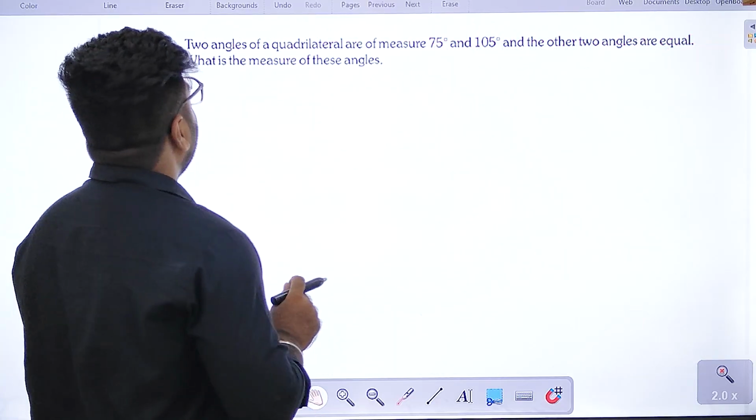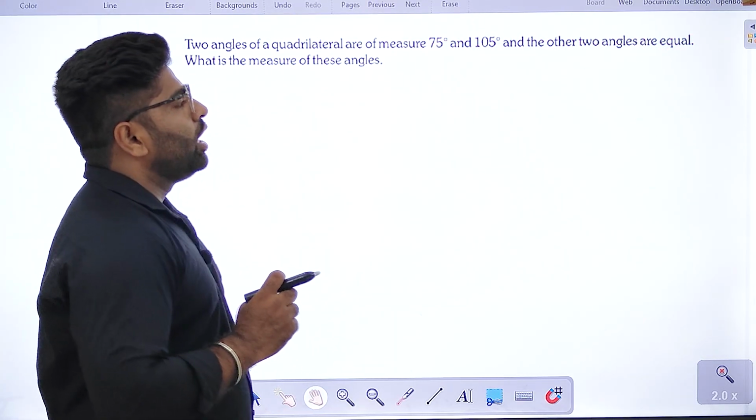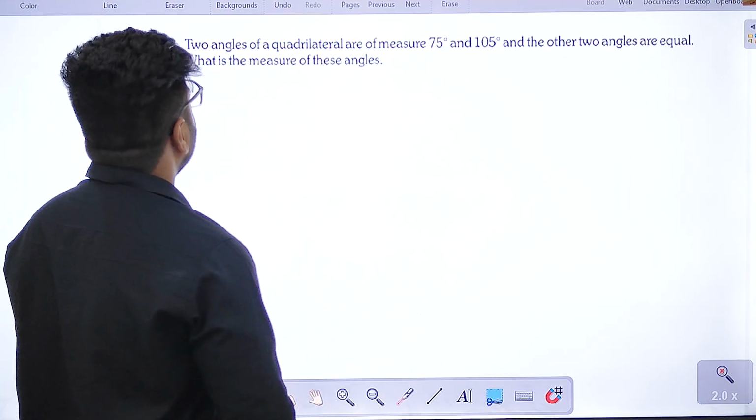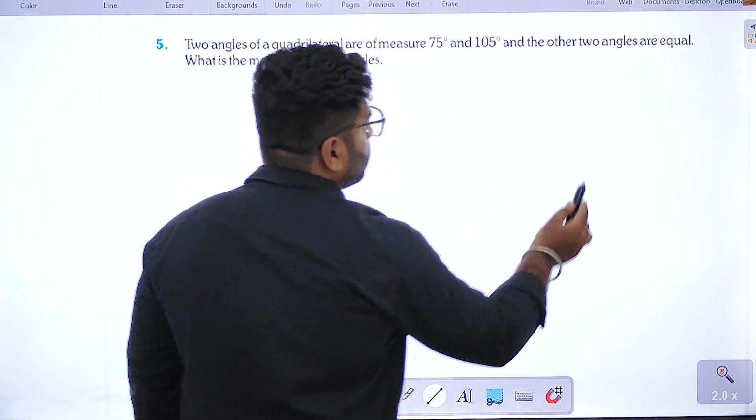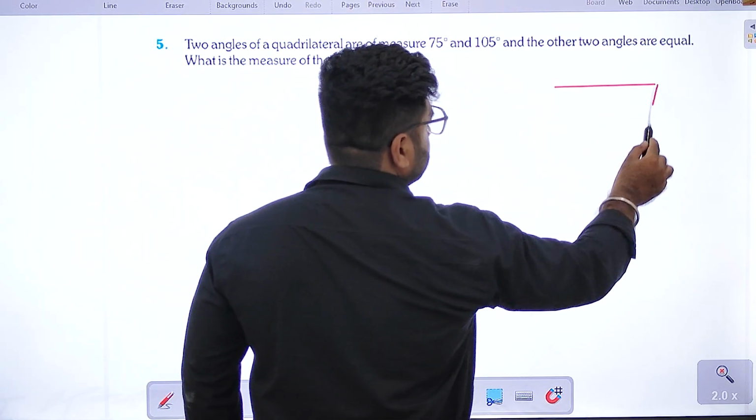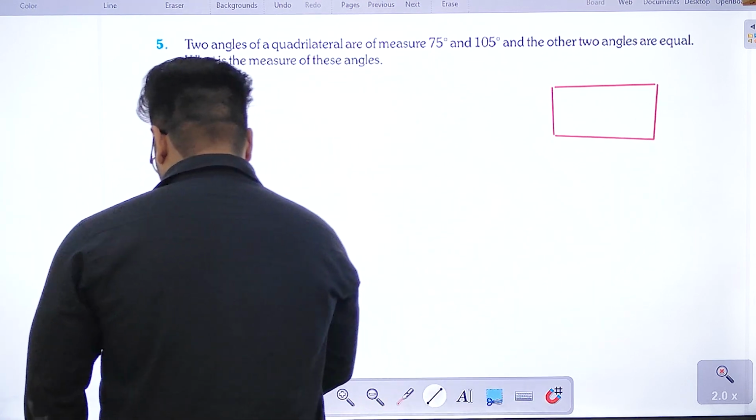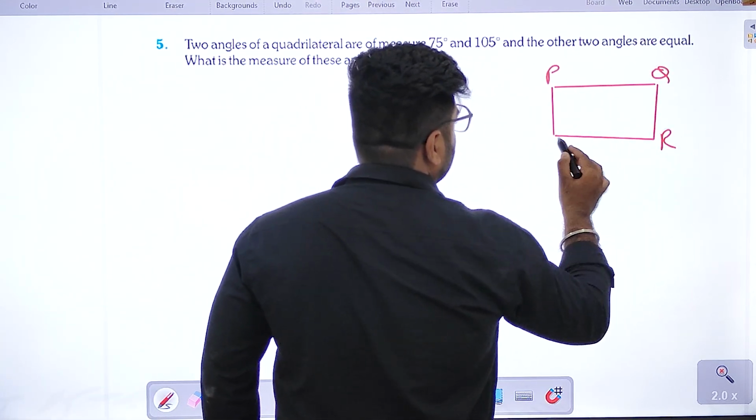Okay. Next, here we have question number 5. Two angles of a quadrilateral are of measure 75 degrees and 105 degrees, and the other two angles are equal. What is the measure of these angles? Let's make a quadrilateral first. 1, 2, 3, and 4. Name it P, Q, R, S.